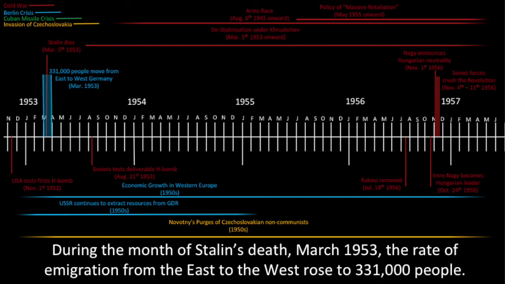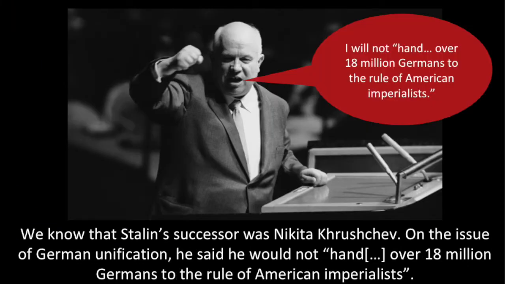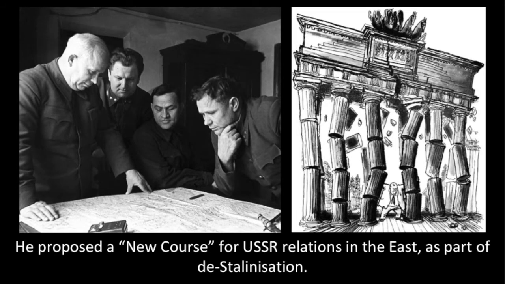During the month of Stalin's death, March 1953, the rate of emigration from east to the west rose to 331,000 people. We know that Stalin's successor was Nikita Khrushchev. On the issue of German unification, he said he would not hand over 80 million Germans to the rule of American imperialists. He proposed a new course for the USSR's relations in the East, as part of de-Stalinization.